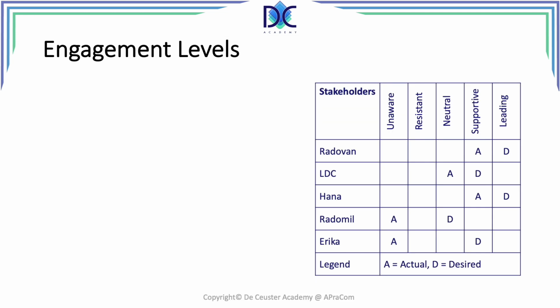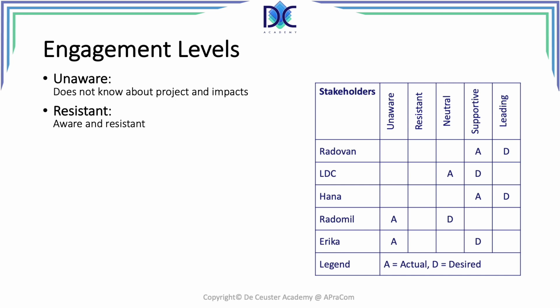Another element is about engagement, and I have a number of people here where I look at the stakeholders and I see different categories. I see unaware. The people are not aware about the impact. They don't care about it at that moment. It doesn't mean that they are not important, but they may be important later on. So, for example, here Radomil and Erika are unaware of the project.